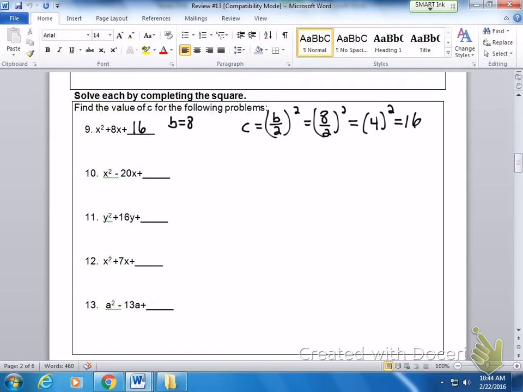I would like to talk about number 7. It's going to give you a decimal when you do your b over 2. Then when you square it, you're going to get a decimal answer also. That's okay. Don't worry about that one. It'll also happen here because 13 is also going to give you a decimal when you divide it by 2. All right, guys, let's go on to the next problems.